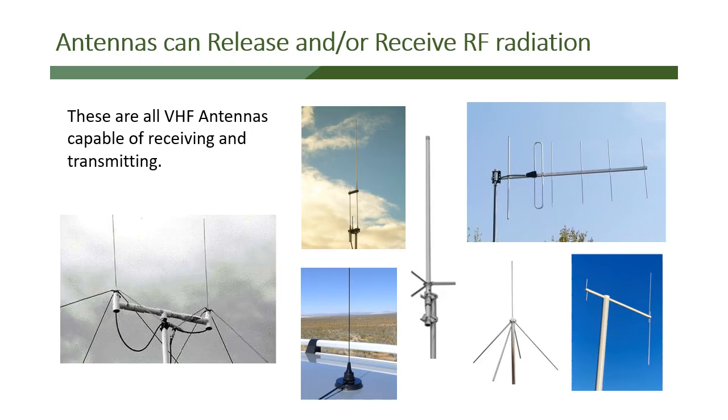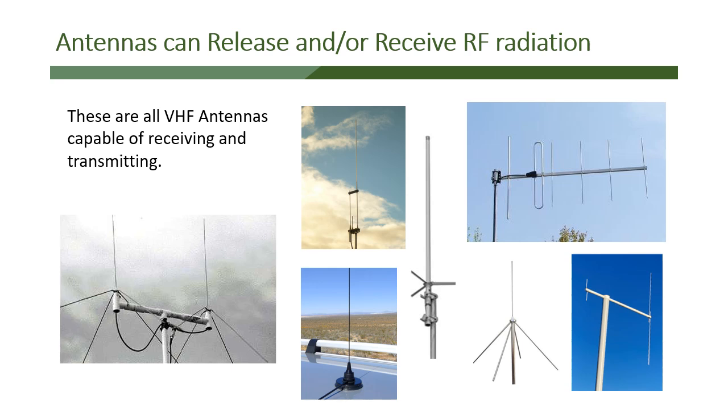So antennas, as we said, can release and/or receive RF radiation. We've been saying that across the last couple of sessions. These are all examples of VHF antennas that are capable of receiving and transmitting. Generally, these antennas receive, then transmit, then receive. They can't do both at the same time. However, there is a setup that allows them to do both at the same time, and that's how repeaters work.